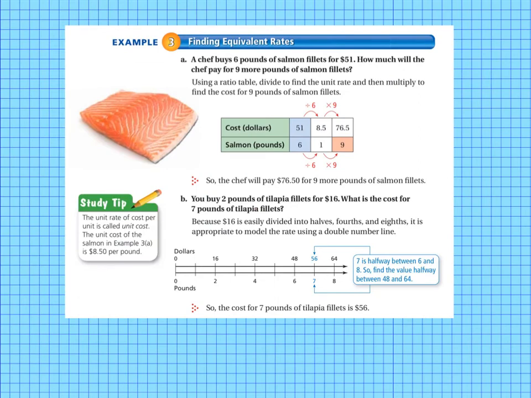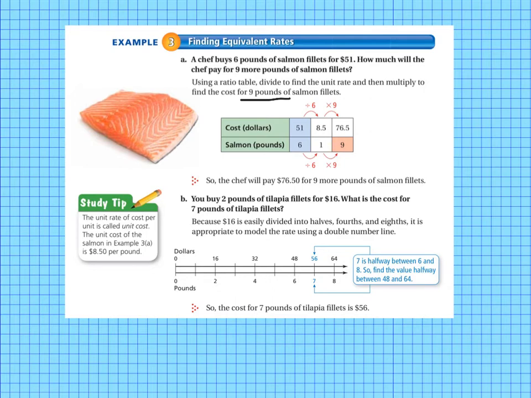Example 3, we're finding equivalent rates. A chef buys 6 pounds of salmon fillets for $51. How much will the chef pay for 9 more pounds of salmon fillets? So he has 6, he wants 9 more. It says, using a ratio table, divide to find the unit rate and then multiply to find the cost for 9 pounds of salmon fillets.